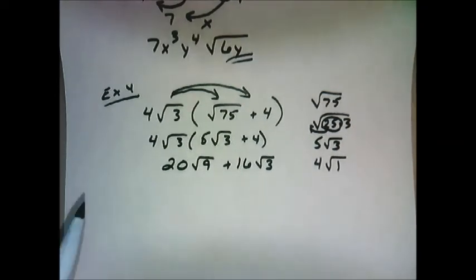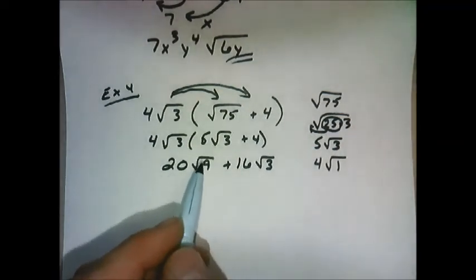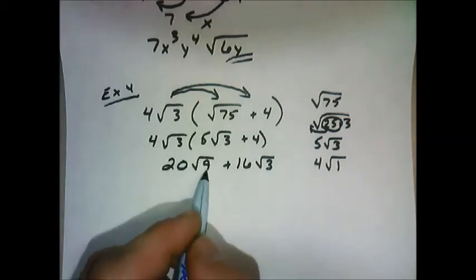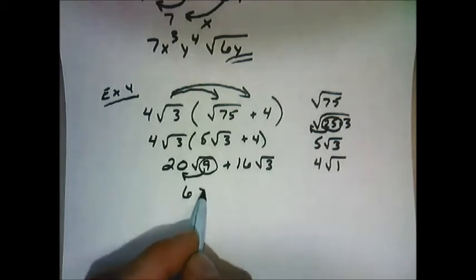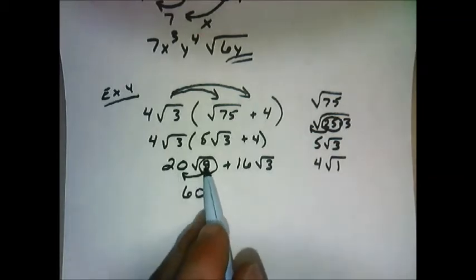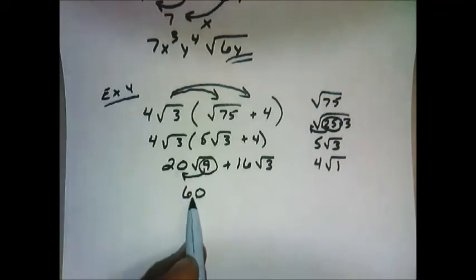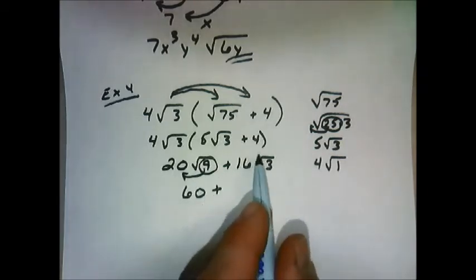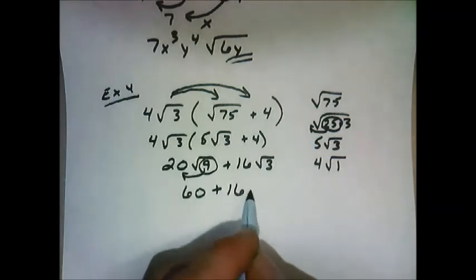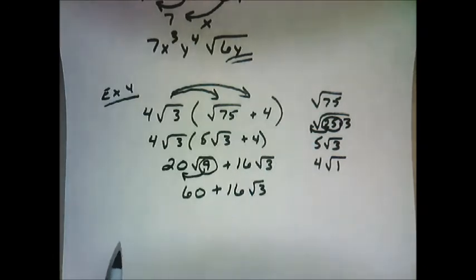Now I can go ahead and clean this up just a little more. The square root of 9 I know is 3. So I'm going to bring that out and multiply it to the 20 and end up with 60. Remember, if my radicand is a perfect square or a perfect root, then I'm not going to have a radical left in my answer. And if I take 16 radical 3, I cannot reduce that at all. So there's my answer, 60 plus 16 radical 3.